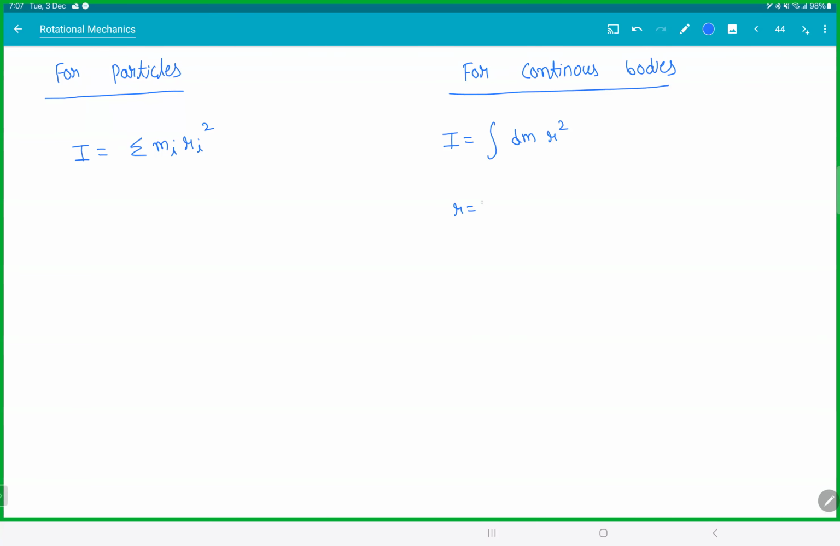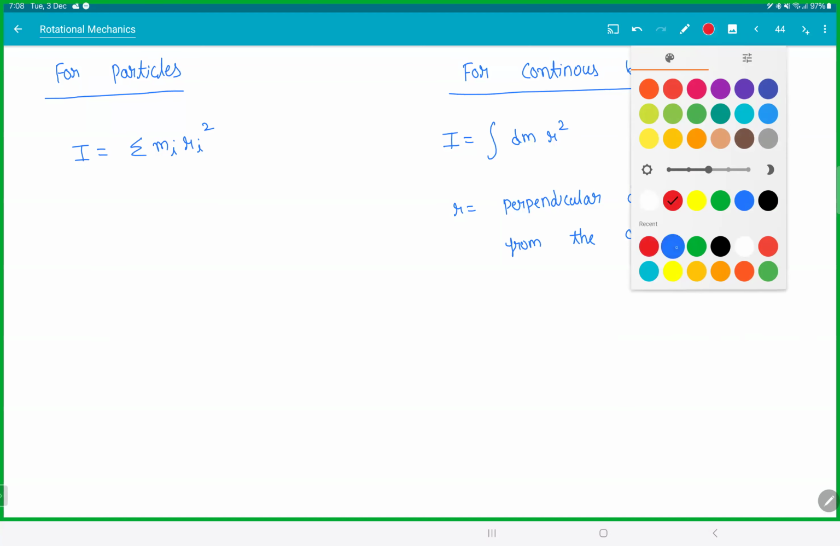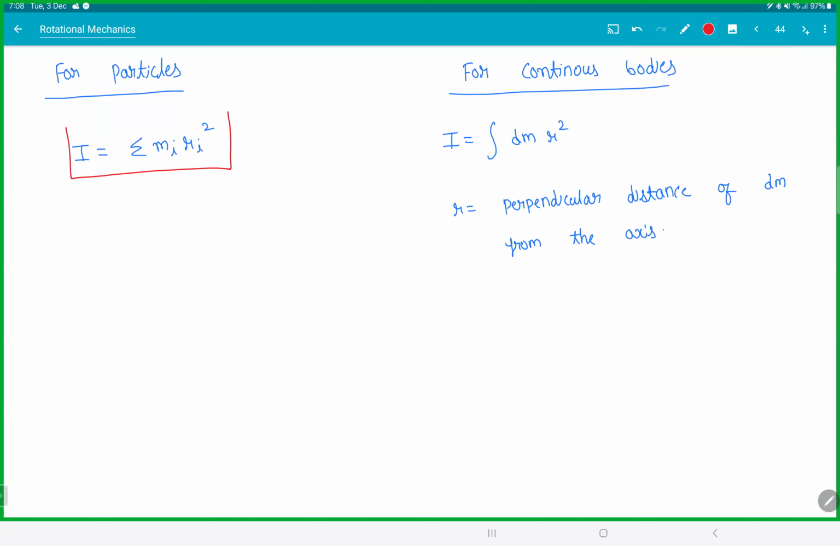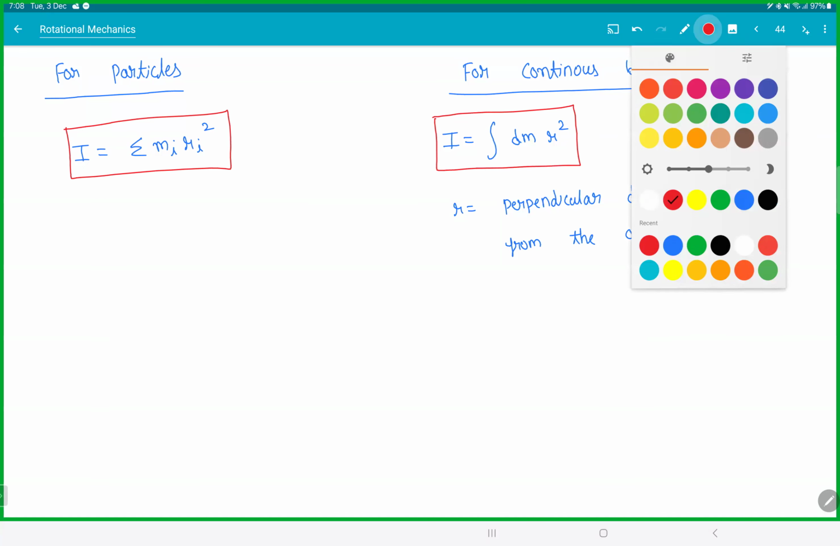So here r is the perpendicular distance. Whatever we learned in center of mass, how to choose an element, everything is still valid. Perpendicular distance of the dm from the axis. So for particles, use m1 r1 squared, m2 r2 squared, and so on. For continuous bodies, you have to integrate this.